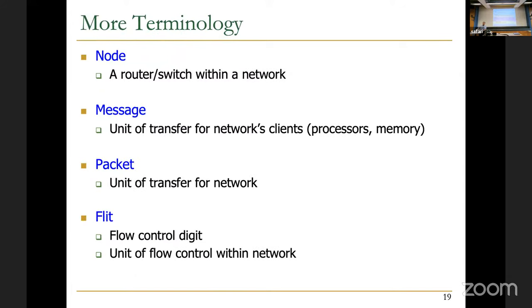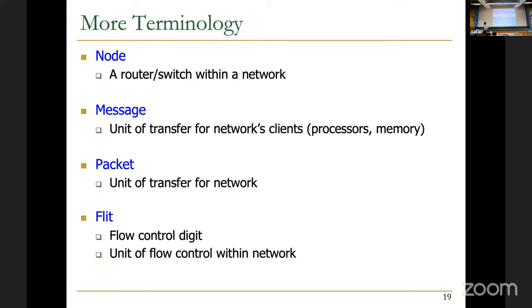A node in the network is actually a router or switch within a network. Message is the unit of transfer for network clients. So imagine that a processor wants to send a message, like 4 kilobytes of data, to another processor. We call it a message. And the packet is the unit of transfer for the network. Sometimes your message can consist of several packets, so the network interface has to communicate the message within several packets.